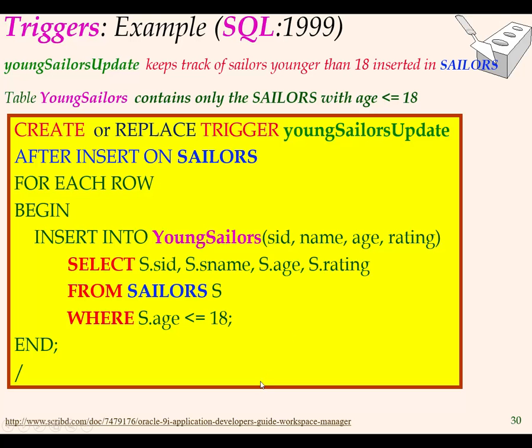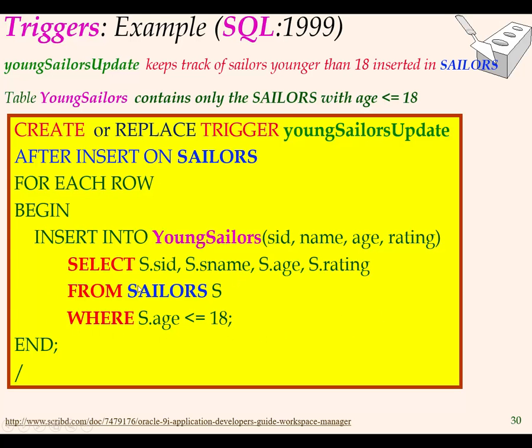Okay, let's look at another example of a trigger. You have a trigger called Young Sailors Update. Create or replace trigger are keywords. You want to, after insert on, this is your relation Sailors, for each row, here is begin end, this is your code. You want to insert into Young Sailors. Young Sailors has the schema sailor ID, sailor name, age, and rating, so it has 4 attributes.